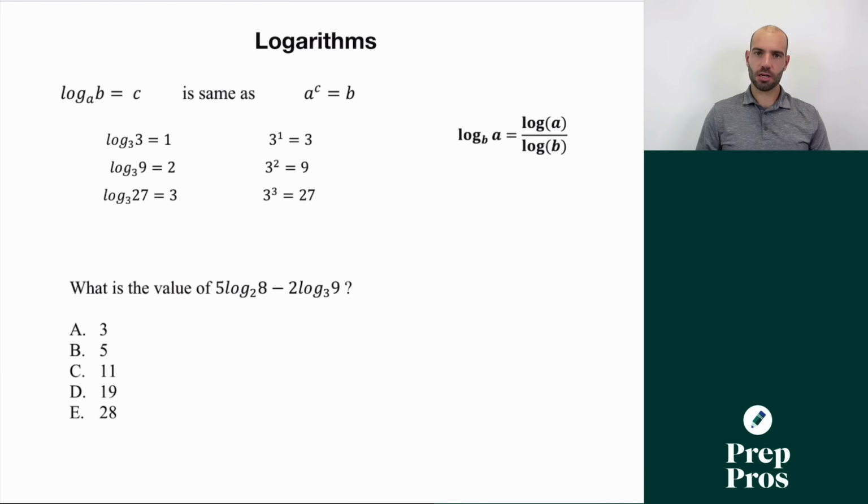Now, a log is just a different way to write an exponential. So the basics we need to know with a log is how to go in a circle. So here it's a to the c equals b. So log base a of b equals c is the same as a to the c equals b.